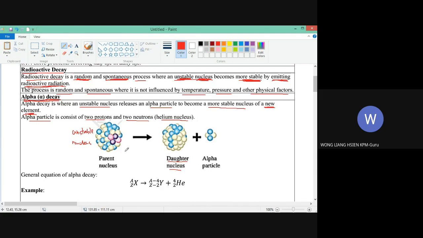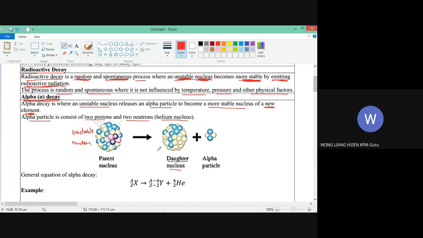That means the element changes. The parent nucleus element and the daughter nucleus element are 2 different elements. Why? Because when it emits the alpha particle, protons are also emitted. It emits 2 protons inside the helium nucleus, so the number of protons of the nucleus changes.